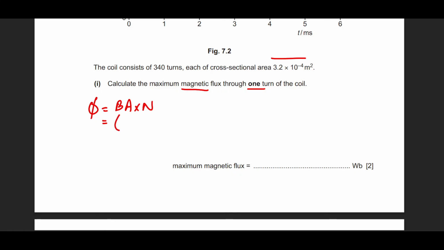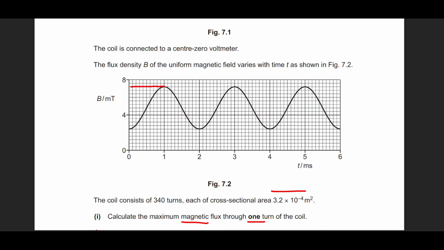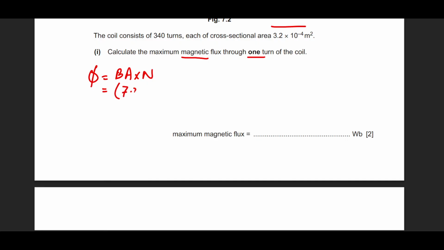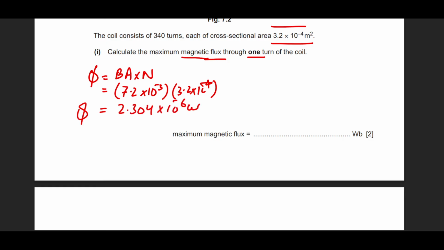So the magnetic field at this point, let's choose the maximum magnetic field. That is this point, which is going to be 7.2 millitesla. Please count the number of boxes yourself. So that is 7.2 times 10 to the power minus 3 into cross-sectional area, which is 3.2 times 10 to the power minus 4. So the magnetic flux itself we're getting is 2.304 times 10 raised to the power minus 6 Webers, right? So this will be 2.3 times 10 raised to the power minus 6 Webers through just one coil.